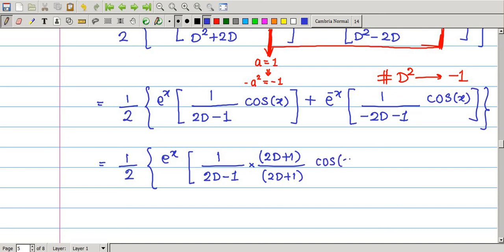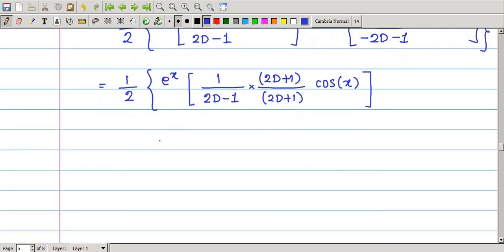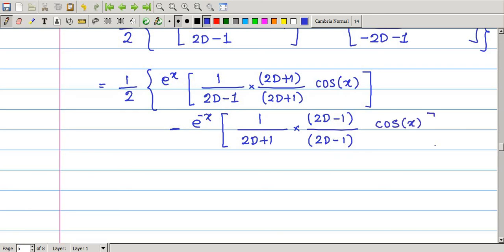Then we apply the trigonometric function on it. So this is just the simplification. Now if we take that minus sign outside, e raised to minus x into 1 upon 2d plus 1. Since there is no d square term, we use the method of rationalization. So we multiply numerator and denominator by the conjugate of 2d plus 1, that is 2d minus 1. Then we operate it on this trigonometric function.